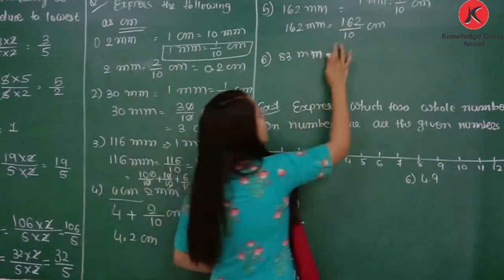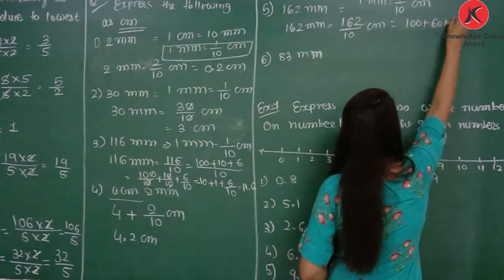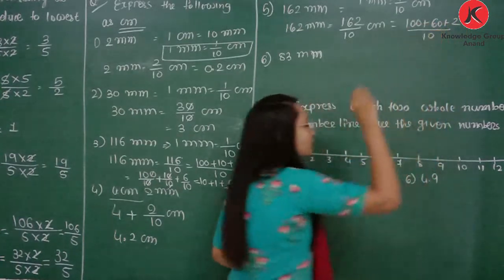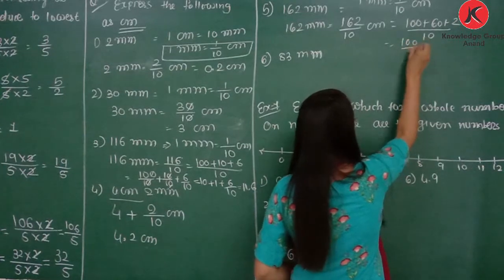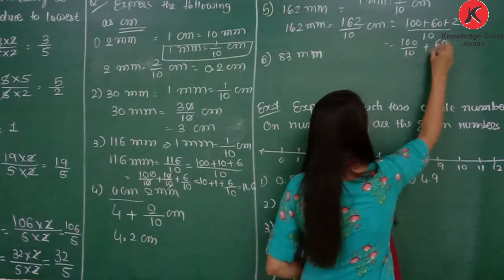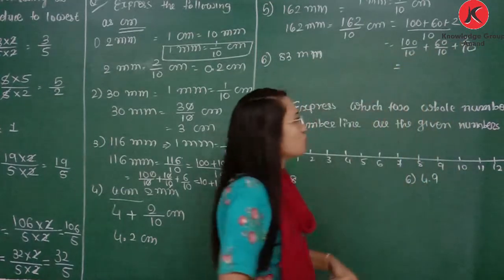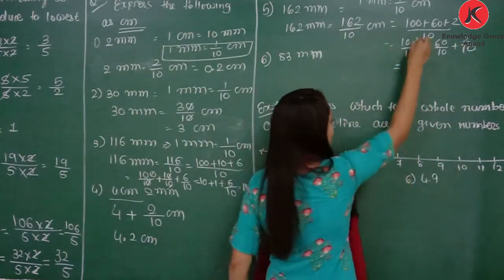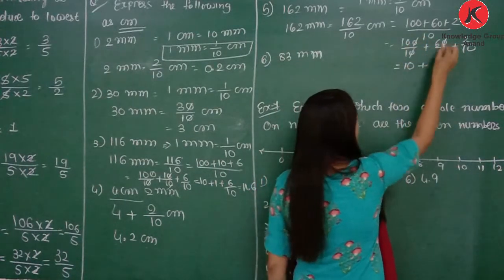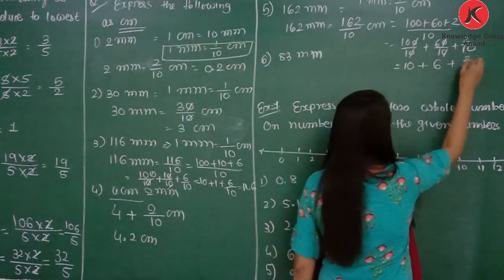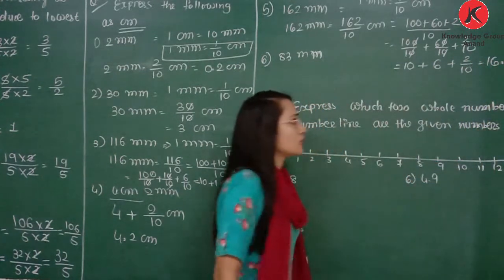Okay. So here we can split 162 as 100 plus 60 plus 2 divided by 10. Now we can write it as 100 by 10 plus 60 by 10 plus 2 by 10. So here 100 by 10, so we can cancel this 0. So 100 by 10, that is 10. 60 by 10, that is 6. And 2 by 10, so it is 16.2 centimeter.